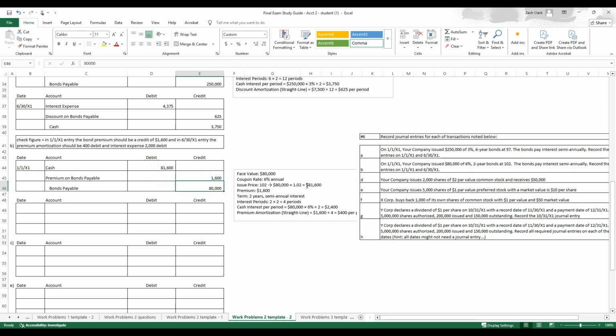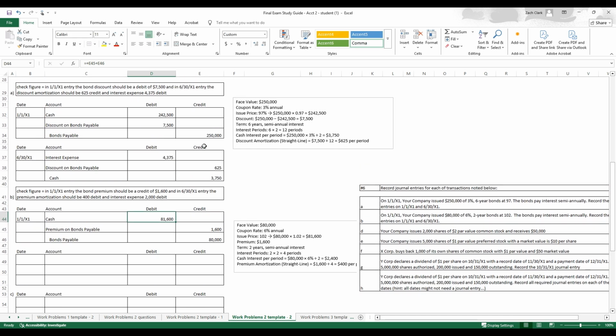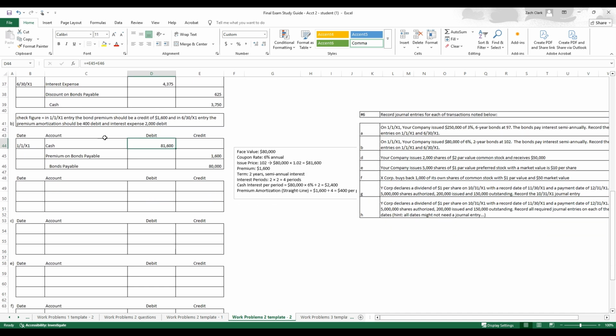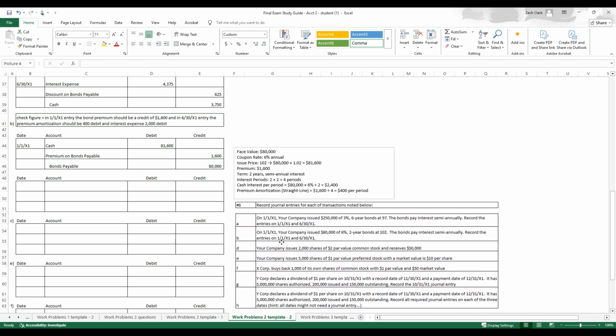And that means that the amount of cash we receive then is higher than the bond amount, so we get 81,600. That's one thing to keep in mind. If it's a discount, the cash you get is less than the bond face value. If it's a premium, you get more cash than the face value. All right, so that's great.